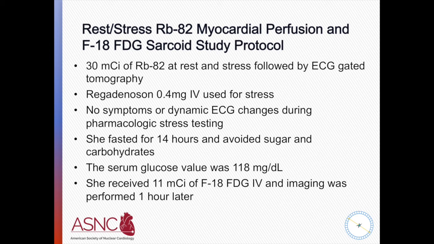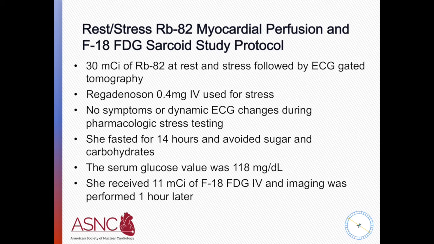So the heart tends not to use a lot of glucose, but it does use it. And unlike hibernation, where we're trying to get the heart to take up the FDG because there's enough blood flow, here we're trying to minimize it, and certainly avoiding high sugar by fasting people, by having them not eat sugar or carbohydrates. And some places would actually give a fatty meal, where you get them to eat a lot of protein.